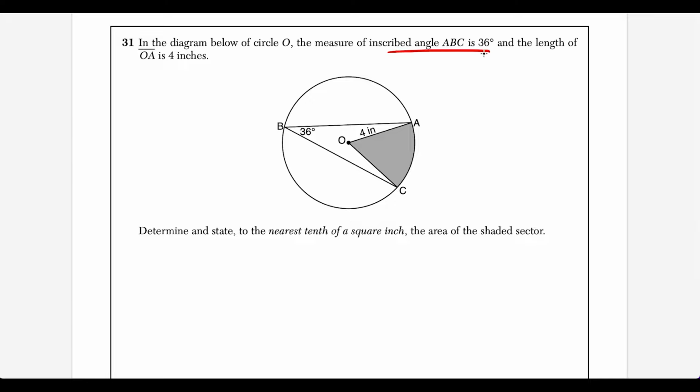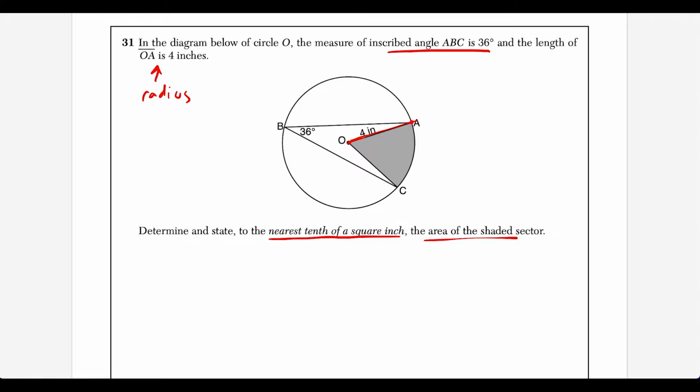Question 31, we're going to use this circle diagram here of circle O, and we're told the measure of the inscribed angle here is 36 degrees, and the length of OA, this piece over here, is 4 inches. Now notice that's the radius of the circle, because it goes from the center to a point on the circle like this. And now what we need to do is determine and state to the nearest tenth of a square inch the area of the shaded sector.